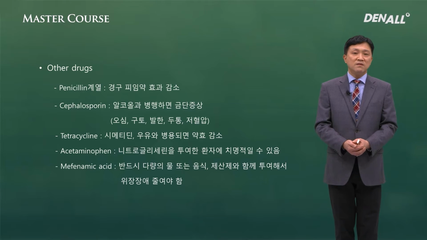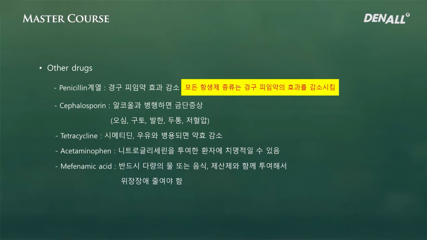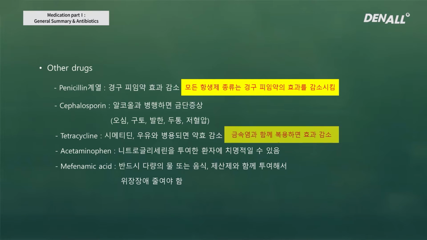If you look at the pharmacopedia, this appears quite a lot, but all antibiotics actually lower the effect of oral contraceptives. Cephalosporin used with alcohol would cause withdrawal. Tetracycline antibiotic would lower the drug effect if used with cimetidine or milk, because when tetracycline is used with a chelate agent like metallic salt, which adheres to the tetracycline and gets discharged together, so there is no effect.